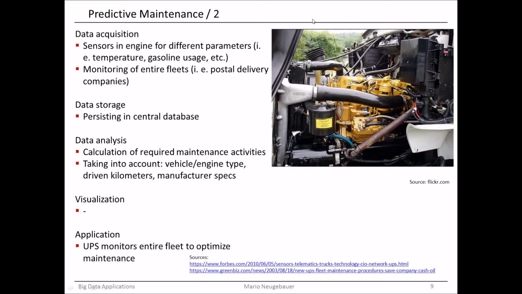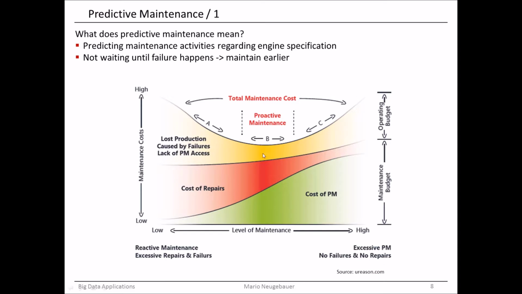Data storage, second point. The third part is the data analysis. And in the data analysis, you could imagine that the goal is to find a proper frequency for doing the maintenance. Like I showed you in the slide before, the proper maintenance might be here in this area B, where you do the maintenance not too often and not with a low frequency, but in an optimized frequency. So let's say every quarter or so.